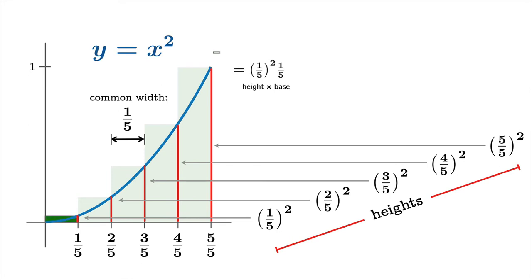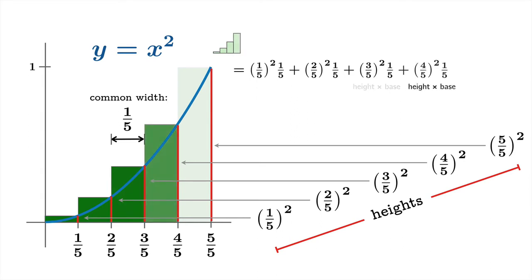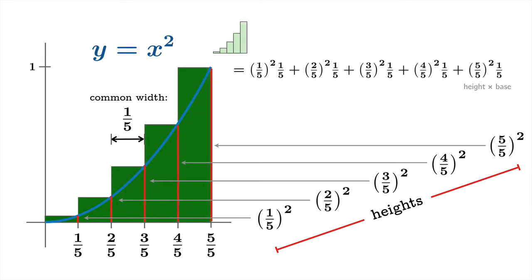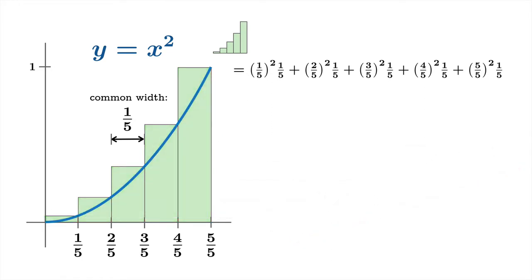So moving from left to right, the area of the first box will be 1/5 squared times 1/5. The next box will be 2/5 quantity squared times 1/5, and so on. And we'll move right across to get the 5 rectangles, and we've calculated all those areas. And now we have an estimate for the area we're looking for.